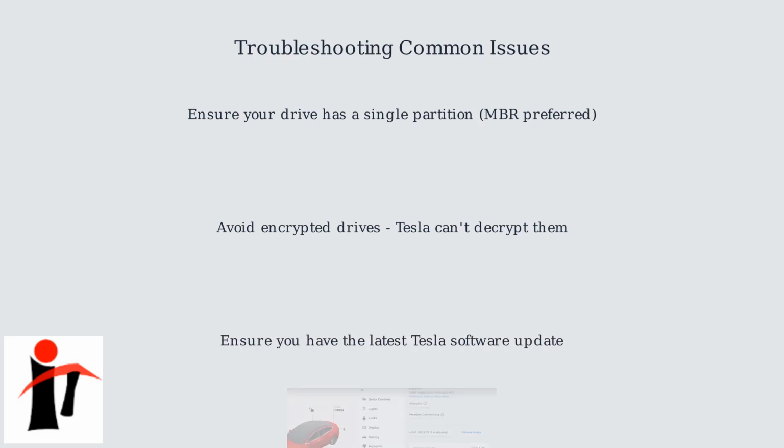Third, make sure your vehicle has the latest Tesla software update. Updates often include improvements to USB compatibility and can resolve many issues. If problems continue, try using a different USB drive. Some drives may have hardware incompatibilities. Consider drives within the supported size range, as shown in this capacity table. Finally, consult Tesla's official documentation and community forums for additional troubleshooting tips specific to your model year and software version.